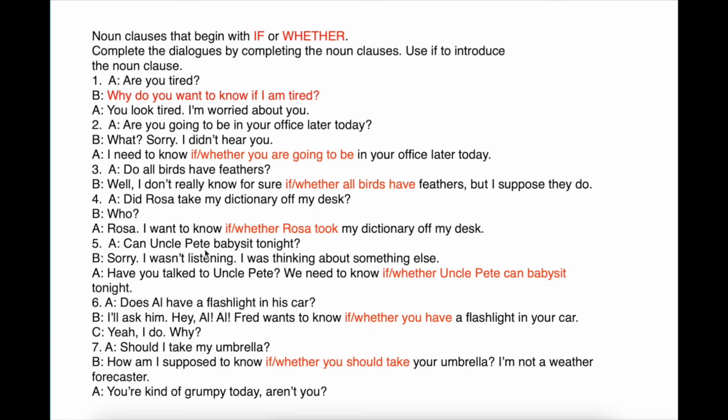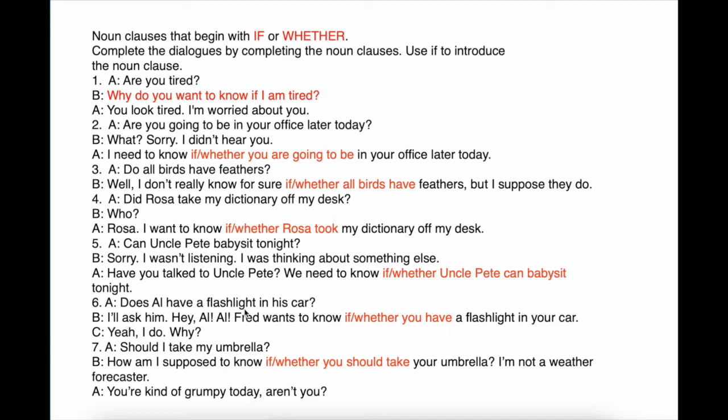Can Uncle Pete babysit tonight? Babysit. If you babysit children or kids, that means you look for them or look after them or take care of them when the parents are away. Yani bebek bakma. Sorry, I wasn't listening. I was thinking about something else. Have you talked to Uncle Pete? We need to know if Uncle Pete can babysit tonight.